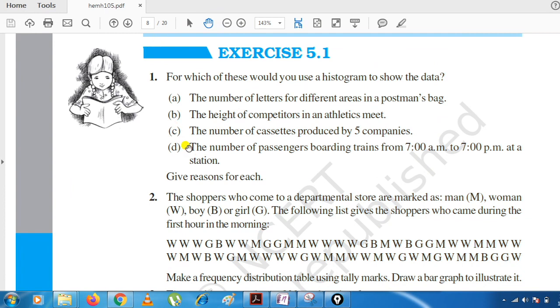We are starting exercise number 5.1. Actually, not starting, we already started exercise number 5.1, and in this exercise you know very well that question number 1 and question number 2 we already completed. Manmohan sir already taught you. So today I will be teaching you question number 3. I will be starting from question number 3 onwards.